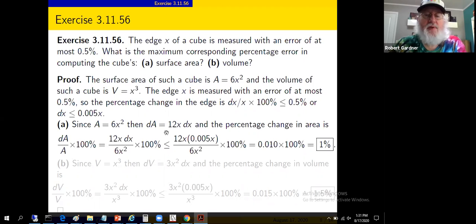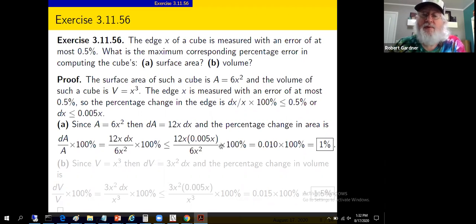Okay, so we substitute in: dA is 12x dx, A is 6x squared, multiplied by 100%. We had a bound on dx up here, dx is less than or equal to 0.005x. So let's use the inequality and replace the dx with this quantity. All right, and look at this. We got x squares in the numerator and we got x squares in the denominator, so this is going to simplify.